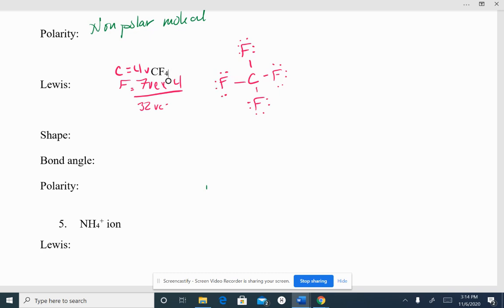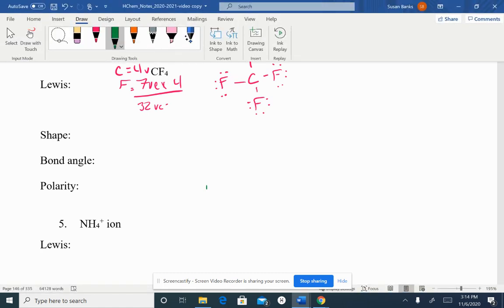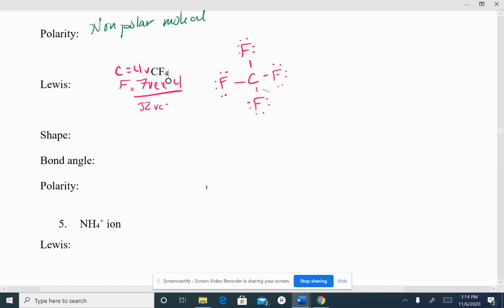Okay, have I used up all 32 of my electrons? Now, if I look at each of these fluorines, they're all the same. So let's count one up, and then we'll multiply it by 4. So 1, 2, 3, 4 pairs. 4 times 2 is 8. And I've got 4 of those same things. So 8 times 4 is 32. I've used all 32. Now let's look at that center atom.